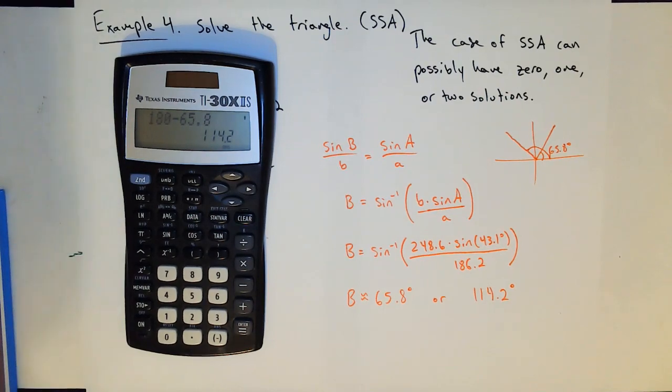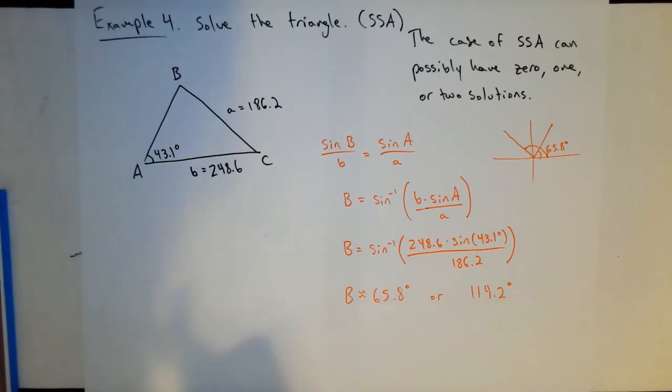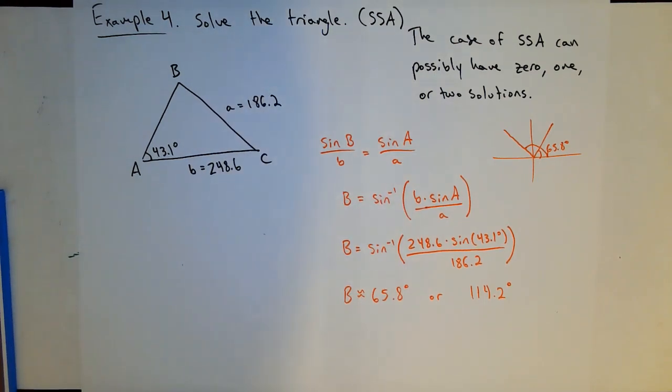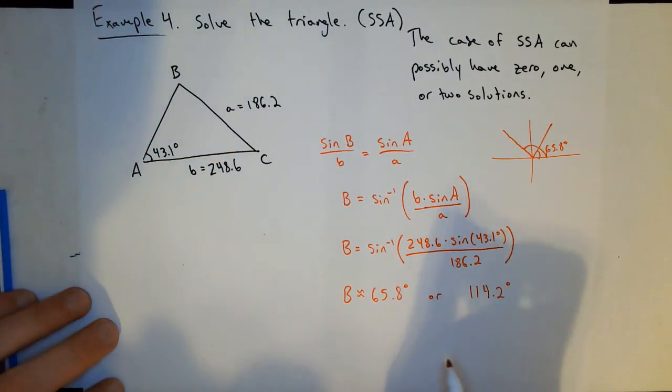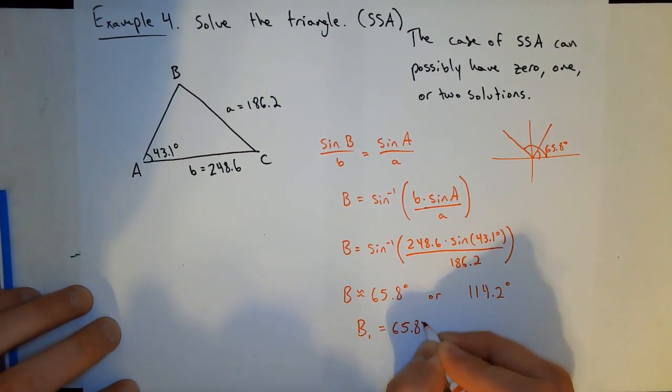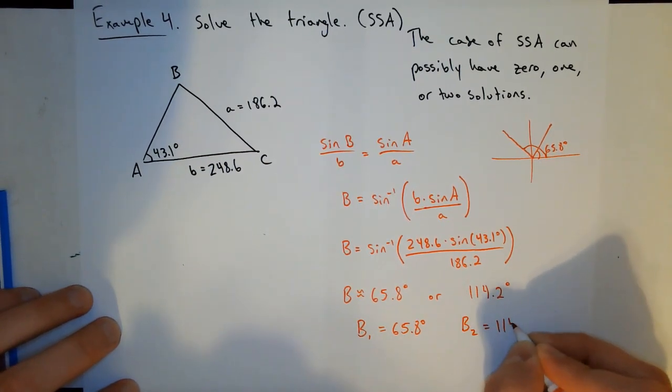Now, this happened in example 2 as well, but I didn't mention it, and I'm about to show you why here. In this problem, are both of these legitimate angles? To answer that, I'm going to split into two cases, two separate triangles, and see if both of these angles yield angle C's that make sense. So let me call B1 equal to 65.8 degrees and B2 equal to 114.2 degrees.